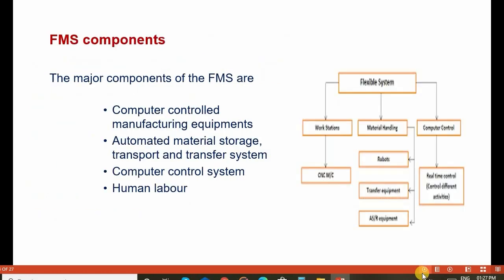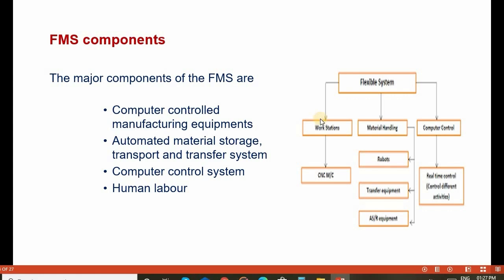There are various components involved in flexible manufacturing systems, such as computer controlled manufacturing equipments, automated material storage, transport and transfer system, computer control systems, and human labor. These are the major components that play an important role in flexible manufacturing systems.